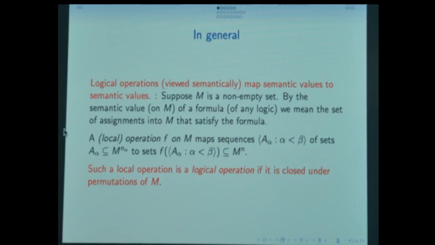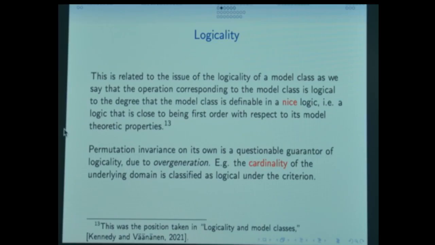Logical operations map semantic values to semantic values. If we think of operations mapping semantic values to semantic values, then we would call this a logical operation if it's closed under permutations. This is the Tarski permutation invariance criterion. He wrote a paper called What is a Logical Constant? A logical concept is invariant under permutations of the underlying domain. That was his suggestion.